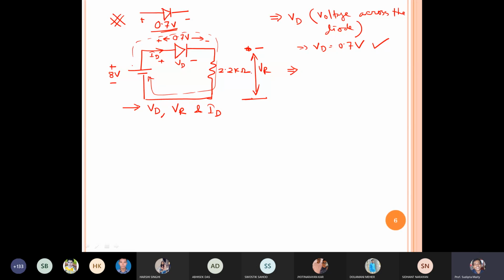Now let's try to find ID. So minus 8 volt, then it is plus VD, then here the current is flowing in this direction, so it is positive, it is negative, so plus VR equal to 0. So VR equal to 8 volt minus VD, so 8 volt minus 0.7 volt equal to 7.3 volt. Is it clear to all?